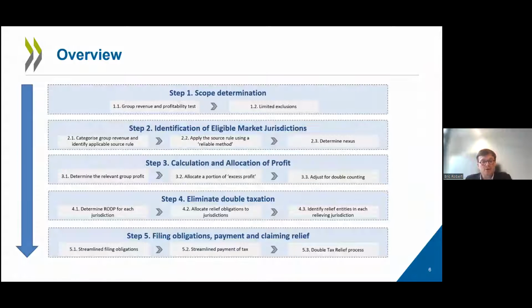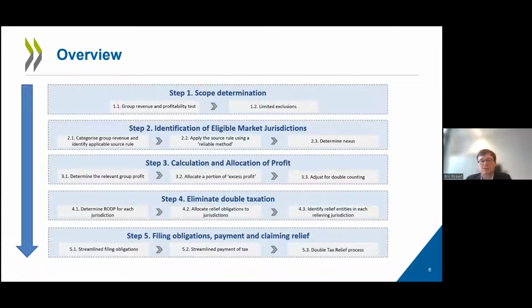Now, once you've done that, you know where your revenue is allocated, where you derive your sales from, and you know which markets are entitled to tax Amount A profit. You get to the next step, which is step 3 on the slide. And here, you need to build a profit measure, which is the basis for the reallocation. And this computation is done at group level. We will come back to that. And what you're trying to do here under step 3, once you have your group profit measure, is to allocate a defined portion of the group's excess profits to market jurisdictions.